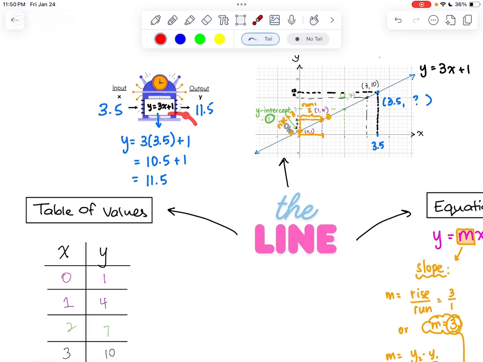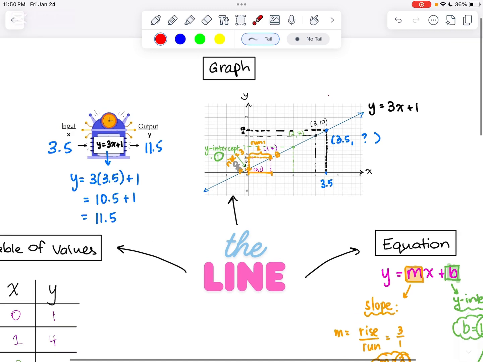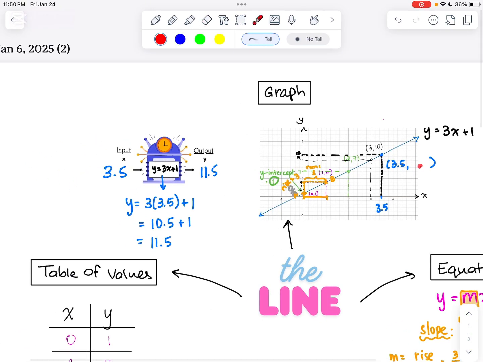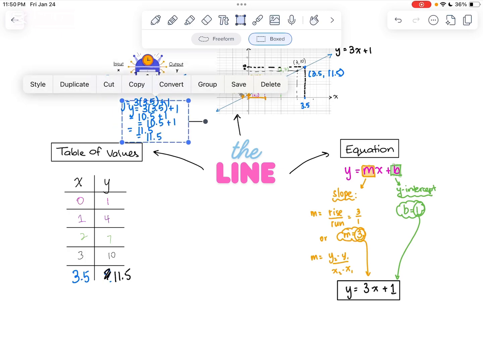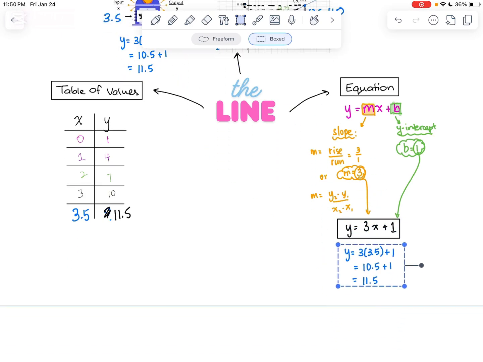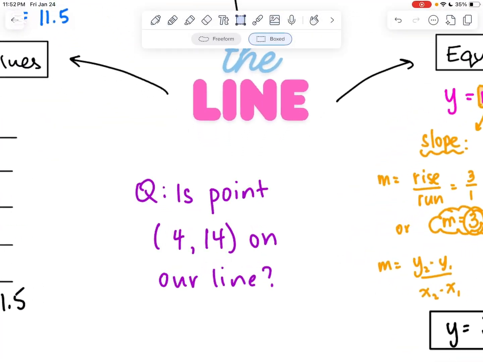So from the equation, we can generate the x and y coordinates that we would find in a table. And we could also generate the x and y coordinates that we would find if we had plotted it on a graph. Okay, so I'm just going to copy this and duplicate it and bring it over here so you can see what I mean. Well, let's go even deeper now.